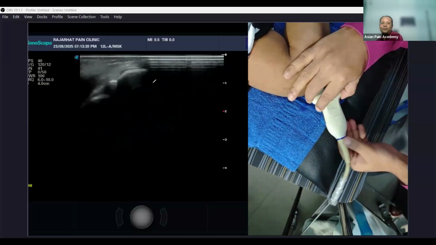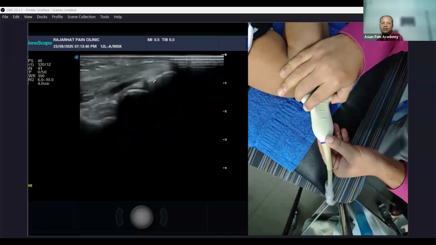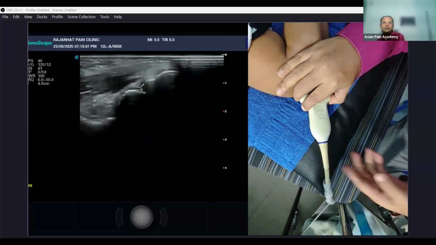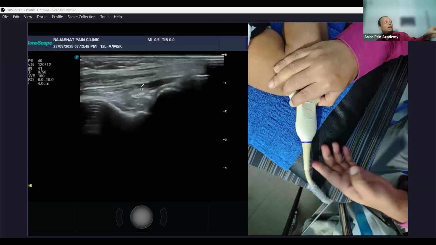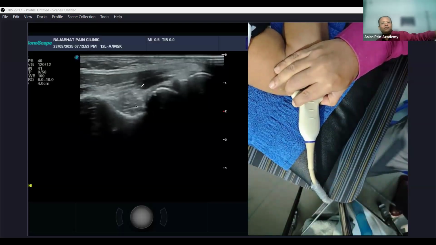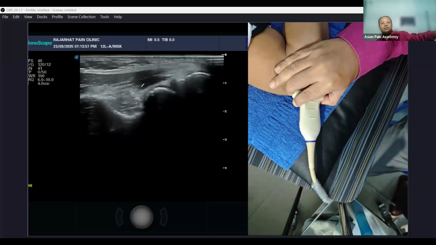Okay, and if there is an effusion in the joint, then you have to see this fossa. You have to see this fossa. So if there is fluid, it will displace this fat upward and you will see the hypoechoic fluid here. Okay.